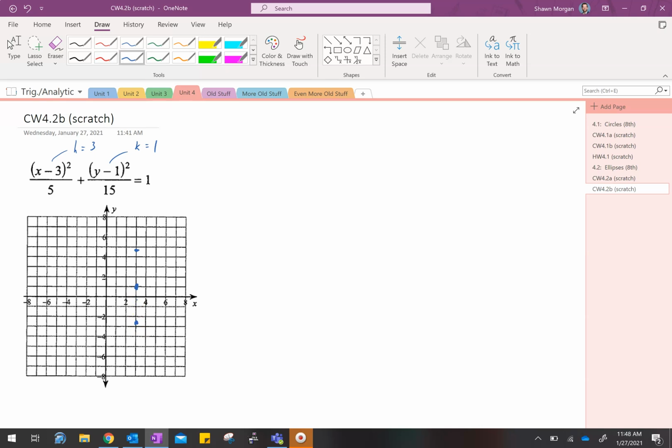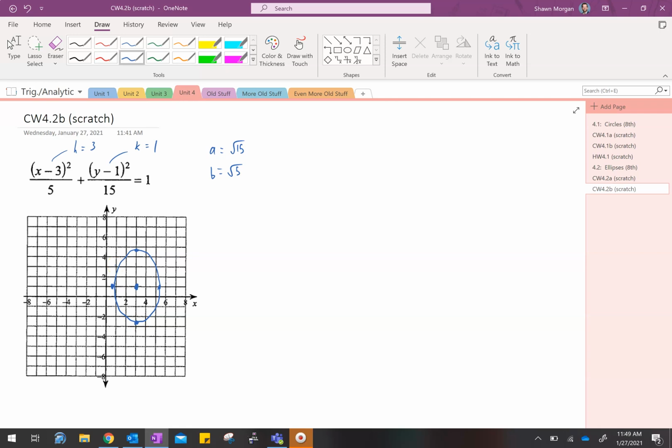Okay, and then the same thing with our b value. It's under the x variable. B squared is 5, so we're going to go to the right square root of 5, which is just a little bit more than the square root of 4, which is just a little bit more than 2. Okay, so h and k equal 3 and 1. A and b equal square root of 15 and the square root of 5, respectively, right? So now I can just connect the dots right here with a nice smooth curve and sketch out my ellipse.